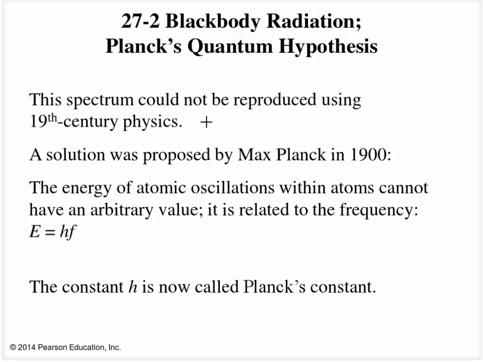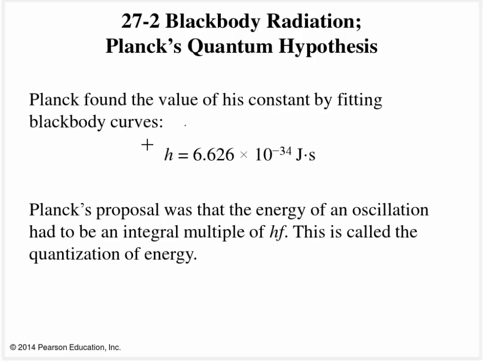Now this blackbody spectrum could be measured by people in the 1800s. However, they couldn't fit curves to it, so they weren't too happy about that. Max Planck in the 1900s proposed a solution. He said that the energy of these oscillating atoms can't just have an arbitrary value. It's got to be related to the frequency. So he said that the energy is going to be equal to some constant named after him, Planck's constant, multiplied by frequency. Planck found the constant essentially by fitting the blackbody curves: 6.6 times 10 to the negative 31st joules multiplied by seconds.